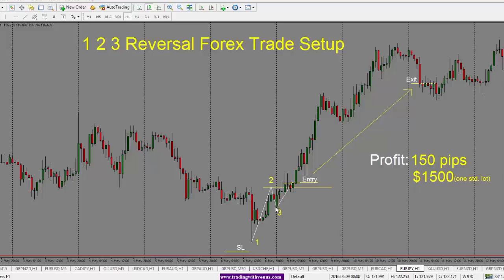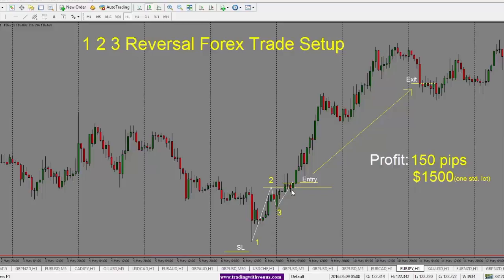Once this is formed, we are looking for price to close above number 2. So we draw our support and resistance line here, and we look for price to close above this level. In this case, price does close above this high here as well, but I do not like these pins. So I would not trade this candle close.